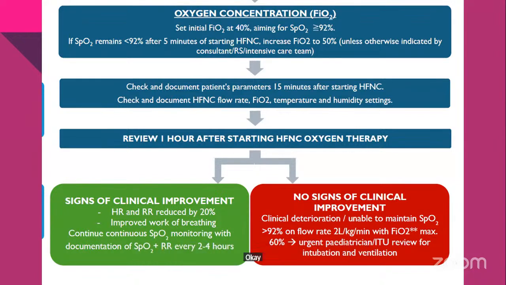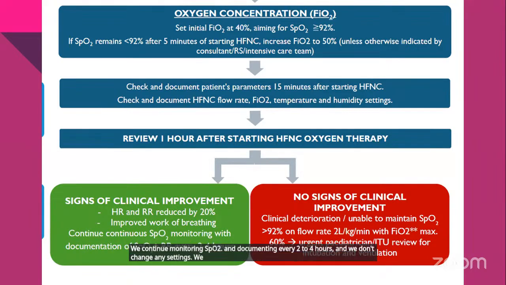The first hour is telling whether you persist or whether you give up and say we need to tube. Okay? After 1 hour, we review. If there are signs of clinical improvement, yay, we're happy. The heart rate and respiratory rate will have gone down by 20%, and the work of breathing improves. A child that is able to verbalize will tell you, I am feeling better. We continue monitoring SpO2 and documenting every 2 to 4 hours, and we don't change any settings. We keep everything as is.